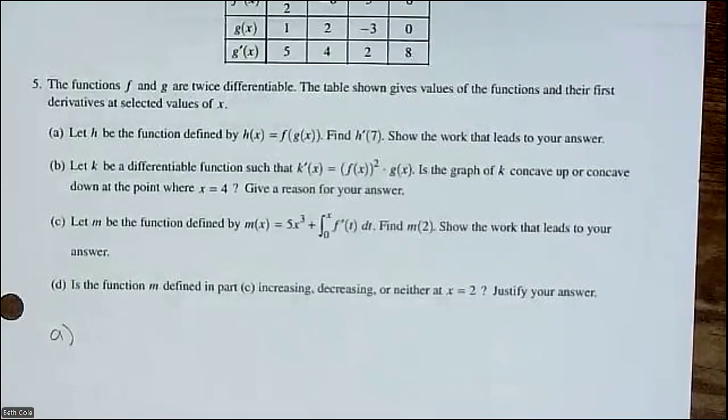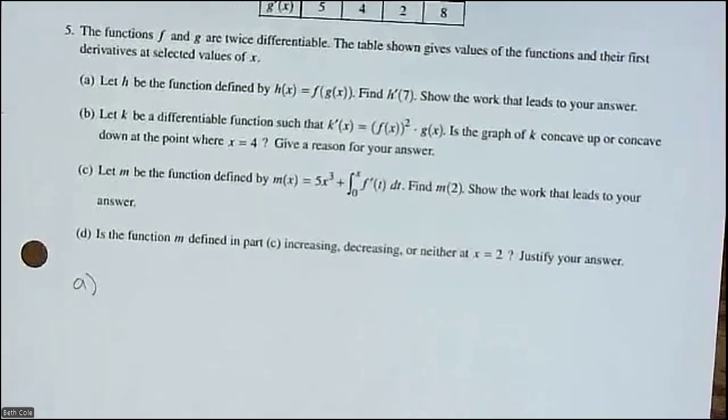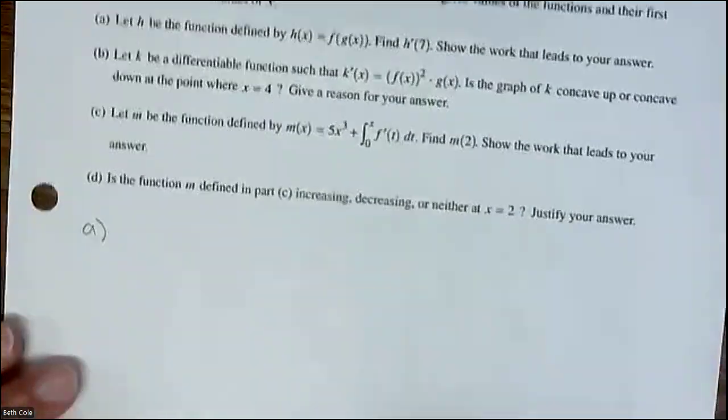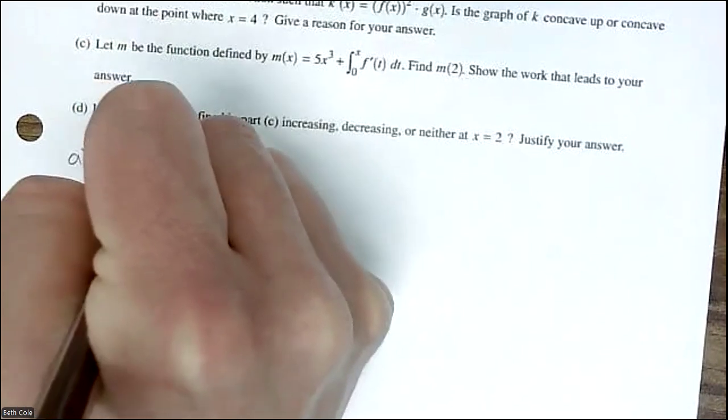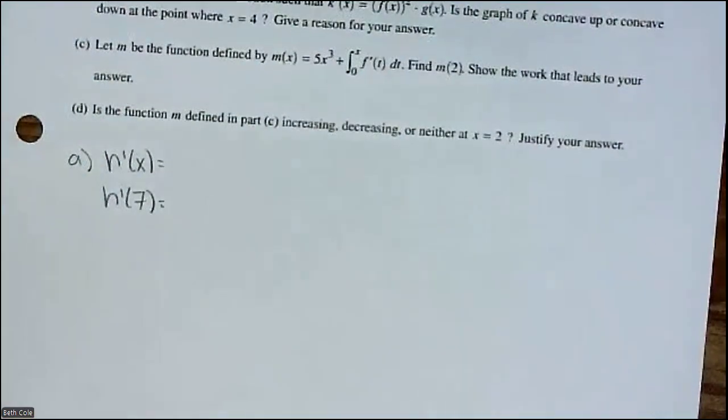So this is our 2023 test, question 5. It says the functions are twice differentiable. That means you're extra good. You can do derivatives and then derivatives again. And then they give us some values in the table. Let h be this function, find h prime of 7. Okay, we're going to find h prime of x and then separately do h prime of 7. If you link those two things together, that is what's called a linkage error.